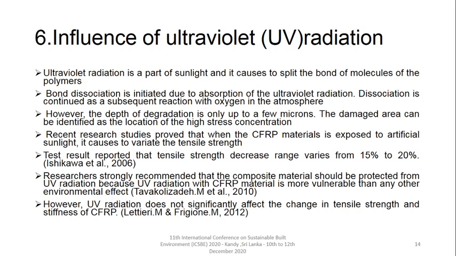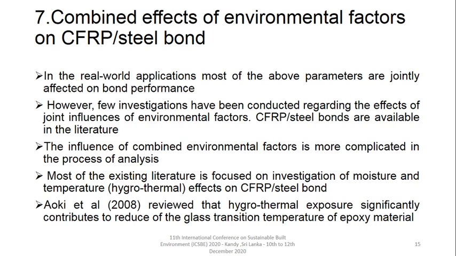Recent research studies proved that when CFRP material is exposed to artificial sunlight, its tensile strength varies. Test results reported that the tensile strength decrease ranges from 15 to 20%. Researchers strongly recommended that the composite material should be protected from UV radiation, because carbon fiber reinforced polymer material is more vulnerable to UV radiation than to any other environmental effects. However, UV radiation does not significantly affect the change in tensile strength and stiffness of carbon fiber reinforced polymer.